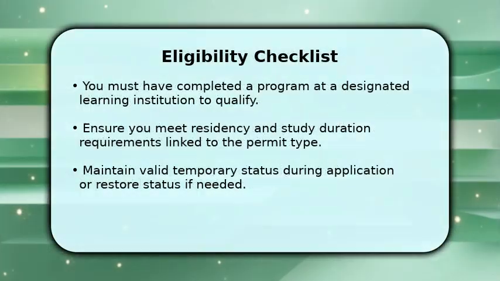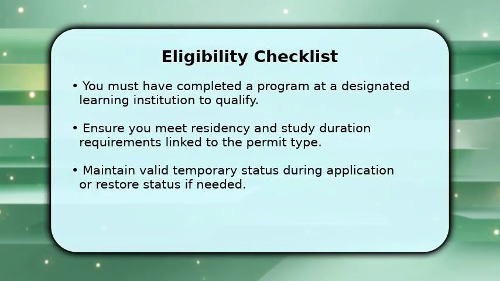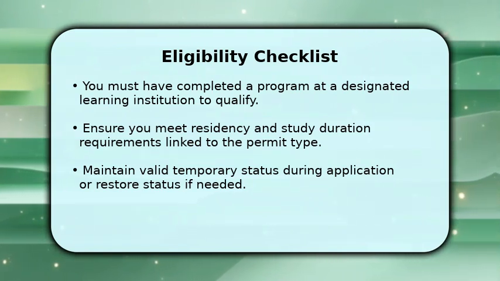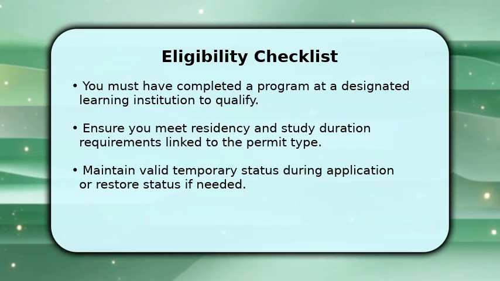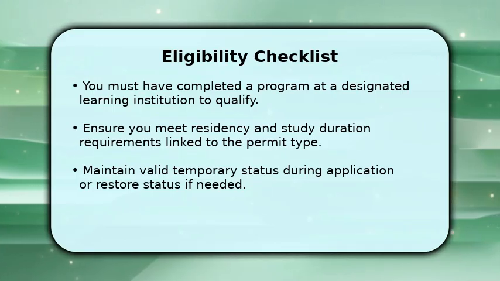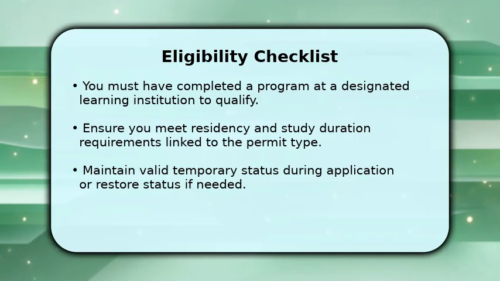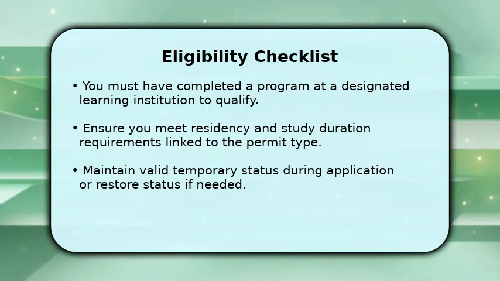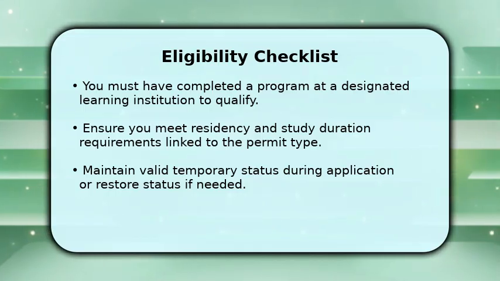process. Check basic eligibility carefully before you invest time in forms. Confirm your program length and whether your institution is listed as eligible for post-graduation work permits. Verify you meet residency and study duration thresholds and that you finished your program as described on your transcript. If your temporary status is expired, explore restoration options promptly. Having eligibility confirmed prevents common refusals and saves weeks in processing.